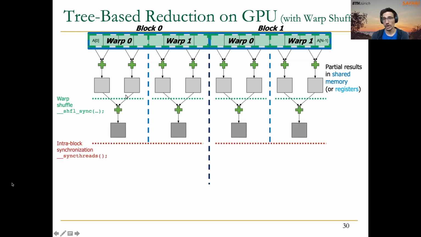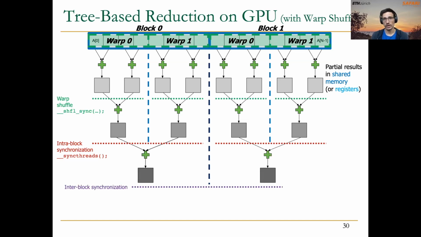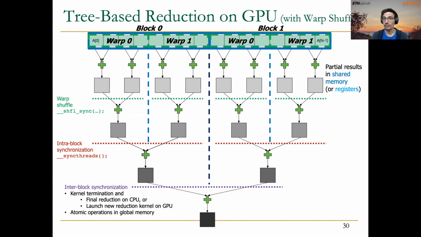And whenever we need to communicate partial values or partial results across threads of different warps in the same thread block, we have to use the intra-block synchronization or sync threads. And again, if we have to communicate across different thread blocks, we will need some sort of interblock synchronization that can be implemented with a kernel termination or with atomic operations.